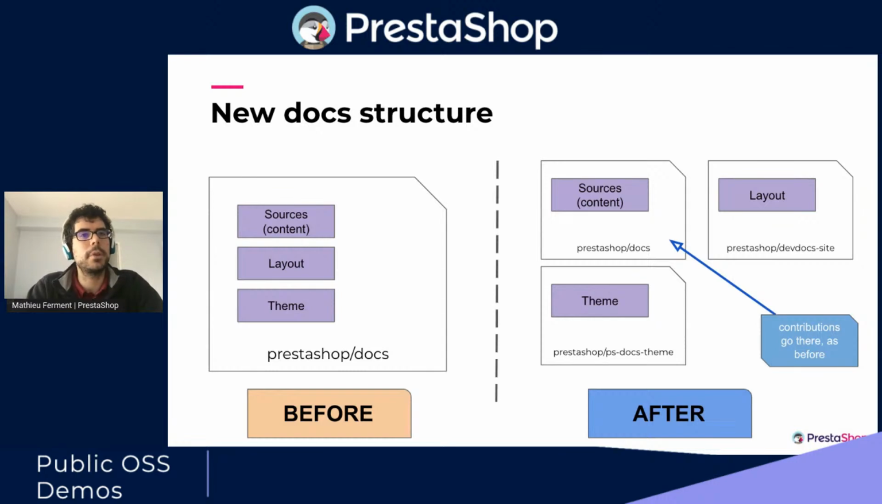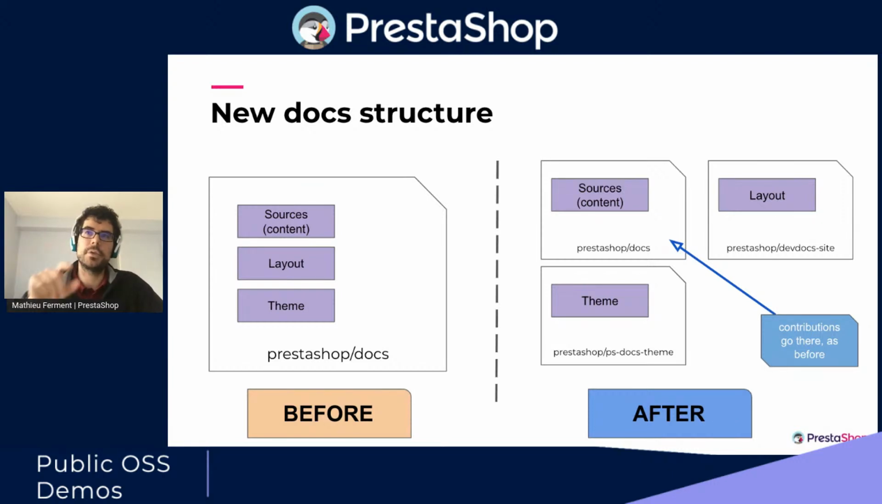So before, we had a single GitHub repository. It was called PrestaShop/docs, and everything was in this repository. There was the sources, which is mainly the content, the documentation text, the layout, the theme. Everything was in a single place, and it was really easy to contribute. You could just submit a pull request against it. It gets reviewed, then merged, and we would just deploy the new website. Really easy to contribute.